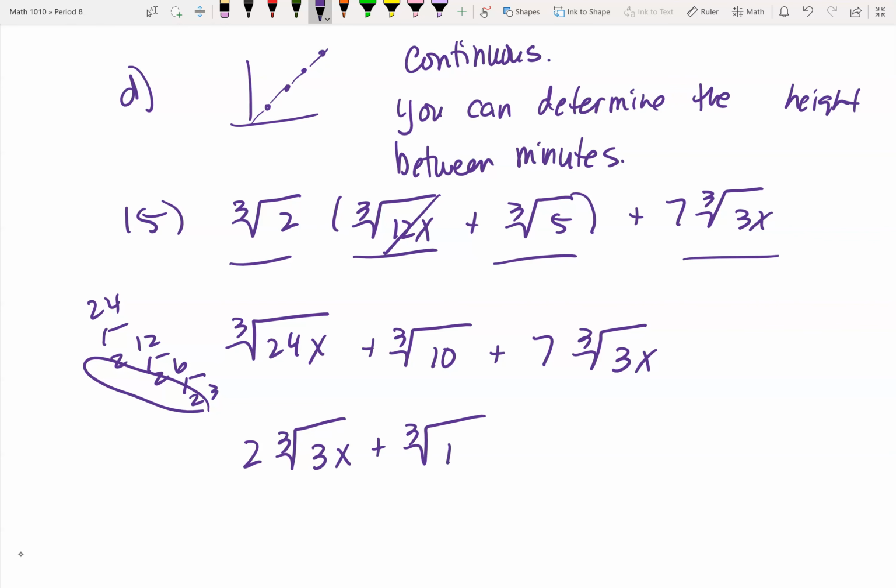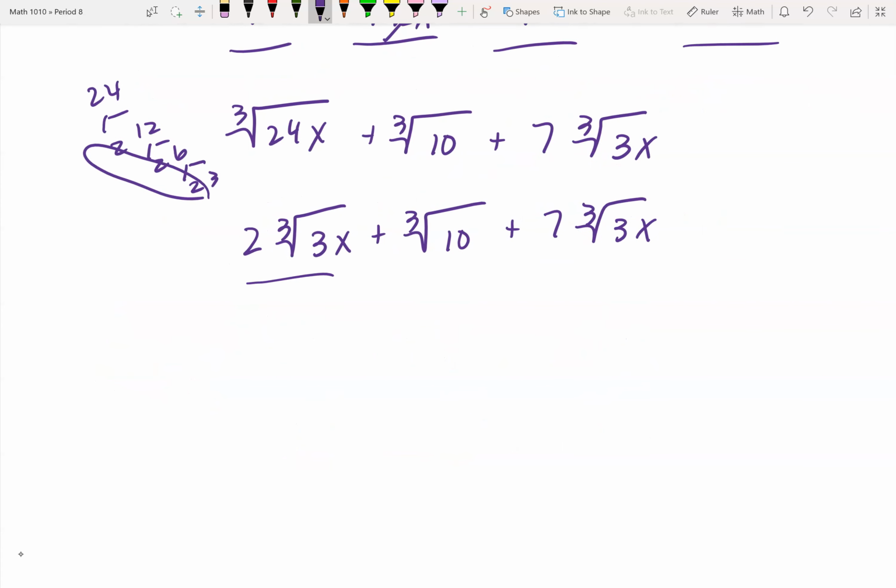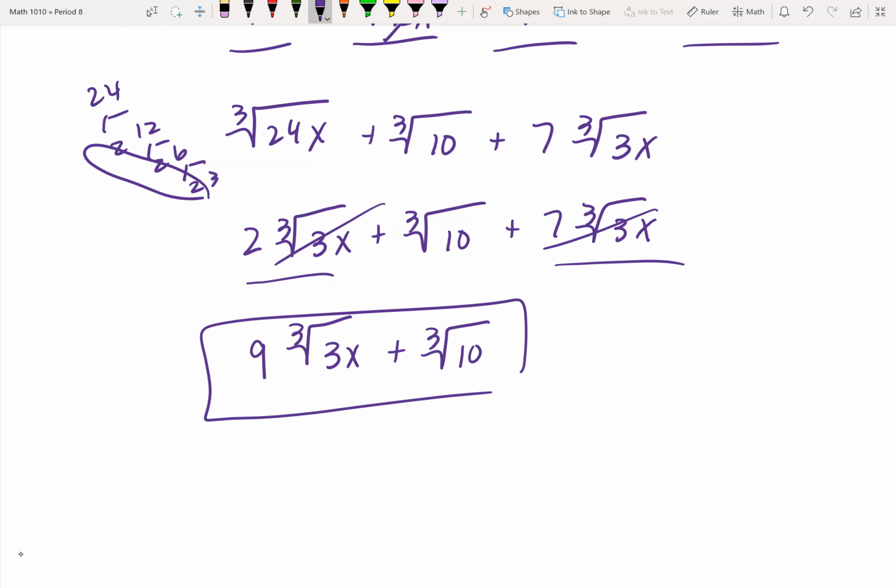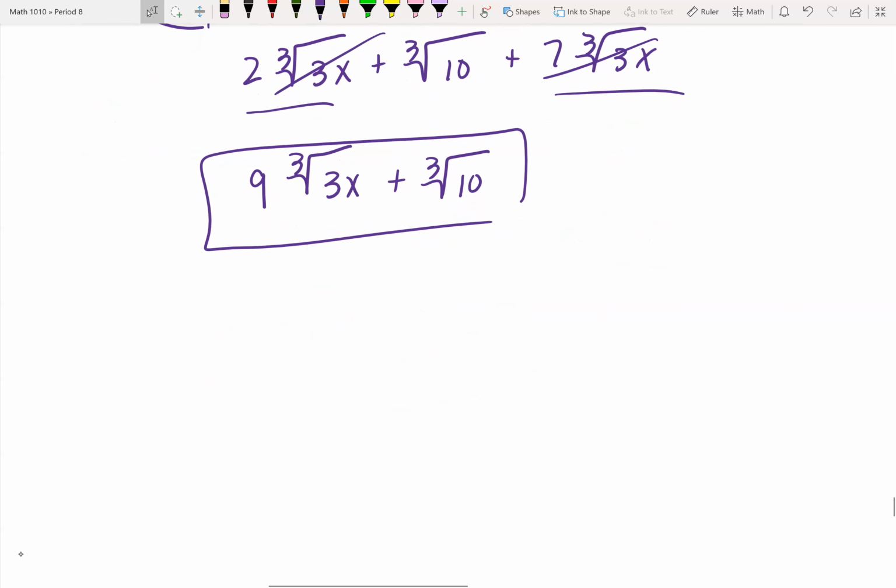I don't have 3 of anything in a 10. I don't have 3 of anything in a 3x. So this is a cube root of 3x. This is a cube root of 3x. When I add them, I get a cube root of 3x. 7 plus 2 is a 9. This is plus the cube root of 10. That's my answer. Okay, that was 15. Here is 16.